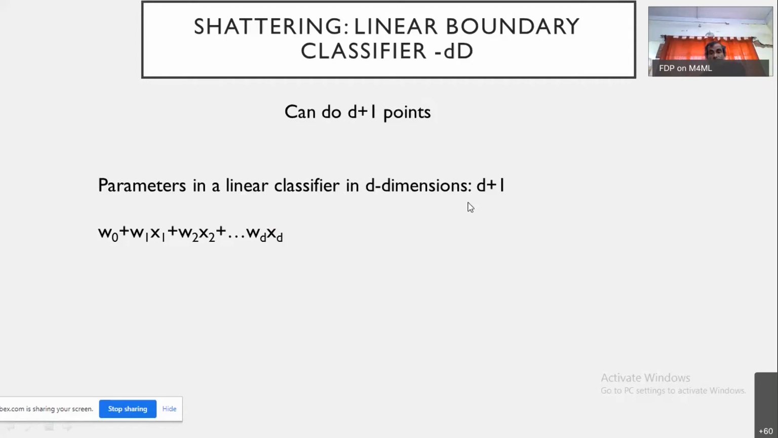So this d plus 1 is a kind of estimate of the VC dimension, but may not be the actual value. An actual mathematical expression exists, and I will show you that. But in many cases, this is d plus 1. Okay, so if you have d dimension, you can shatter d plus 1 points.